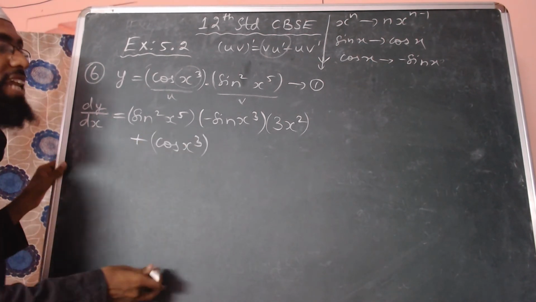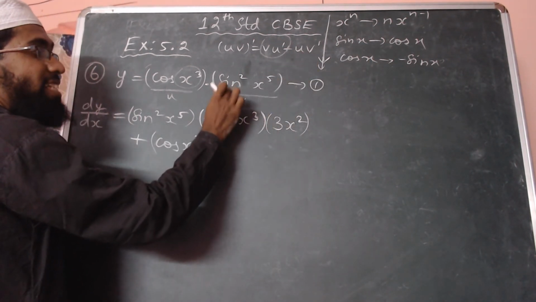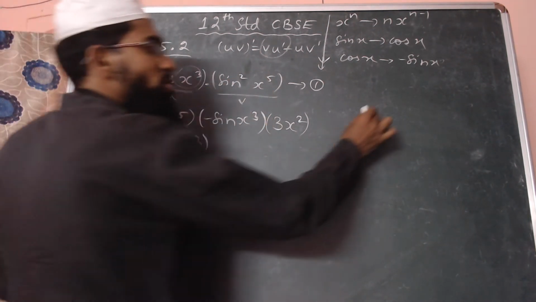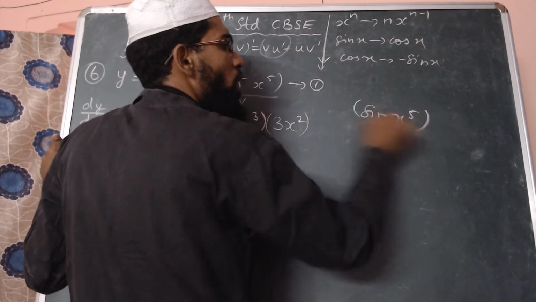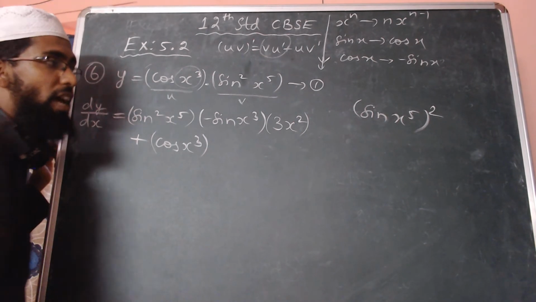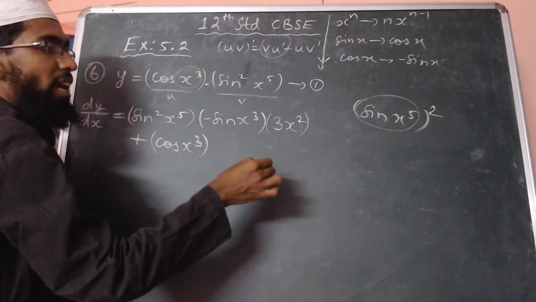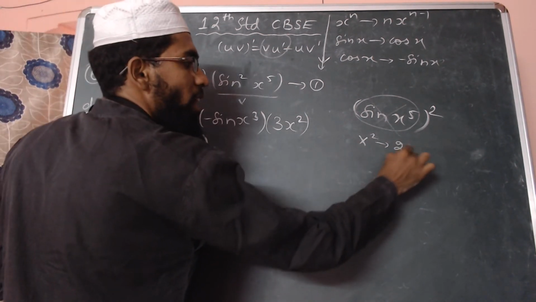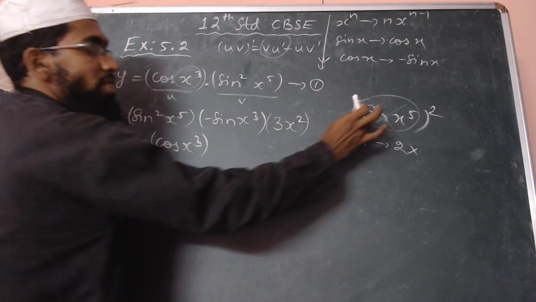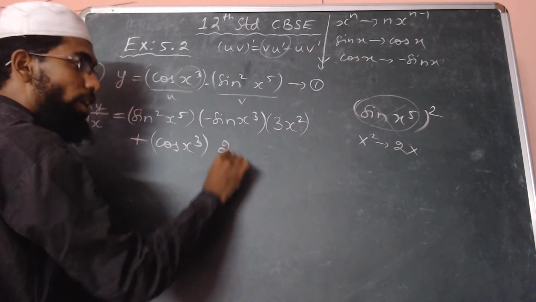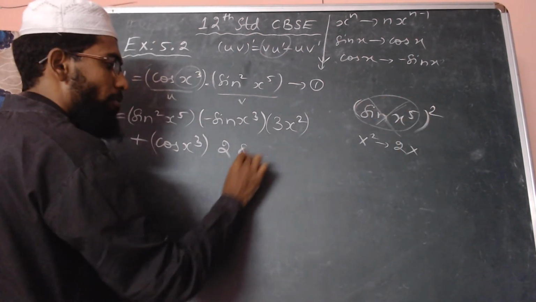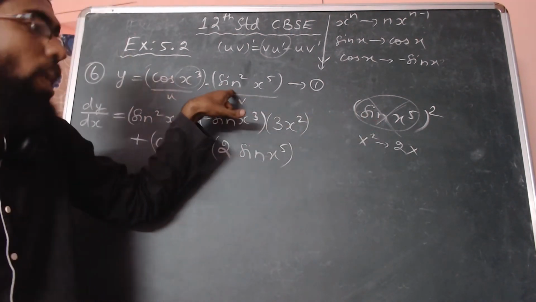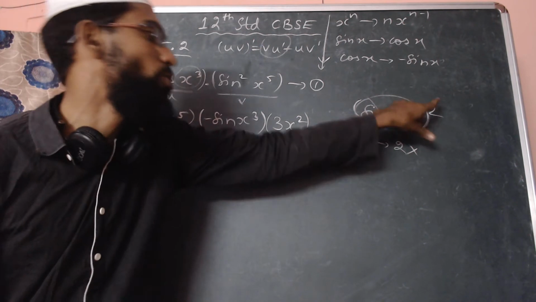Now v dash. What is v dash? Derivative of sine square x power 5. Sine square x power 5 is nothing but sine x power 5 the whole square. Right. So take this entire term to be x. So what is the derivative of x square? Derivative of x square is nothing but 2x according to this formula. Right. So sine x power 5 whole square, what is the derivative? 2 into my x, which is sine x power 5. Right. Now I didn't differentiate that sine now. I have taken this entire term to be x, so x square derivative is 2x.